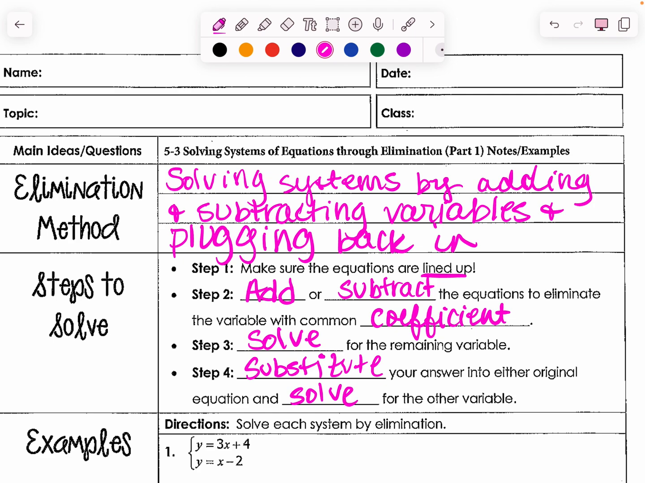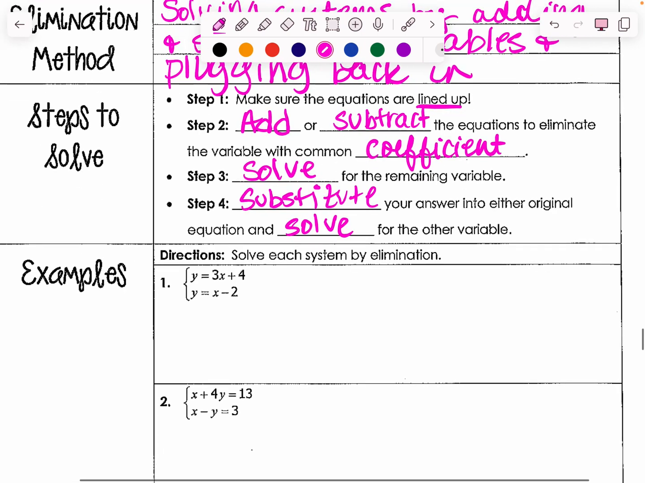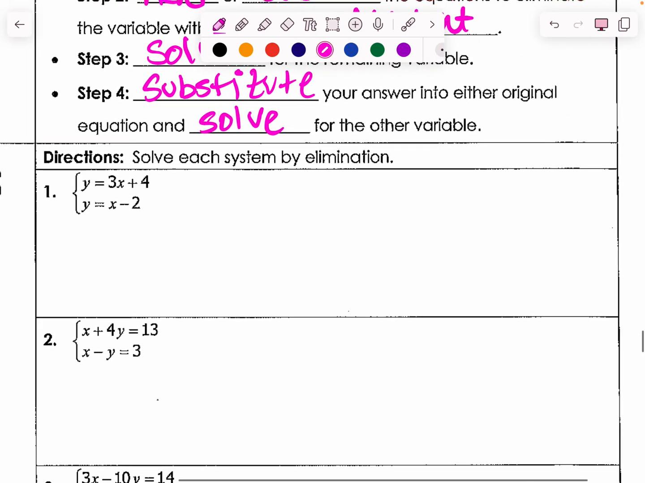So that will equal negative y equals negative 3x minus 4. I'm going to copy over this other equation. y equals x minus 2. Now that I have them lined up, I have a negative y and a positive y. I'm going to add the equations together. Negative y plus a positive y is 0. Doesn't exist anymore. Negative 3x plus x. Then we have negative 6.